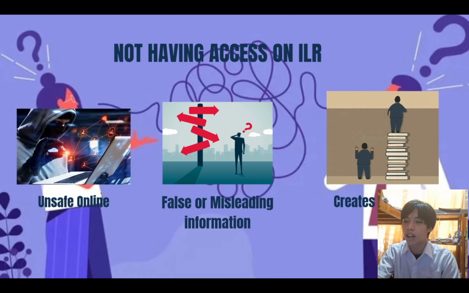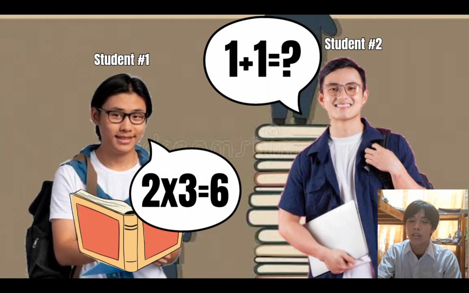And lastly, the third example is it creates an inequality. Here, student number 1 has access to ILR, the book. And student number 2 does not have access to ILR, the book. So student number 1 knows the answer because he has access to ILR, the book. So he knows the answer. 2 times 3 equals 6. But student number 2 does not know the answer because he does not have ILR.